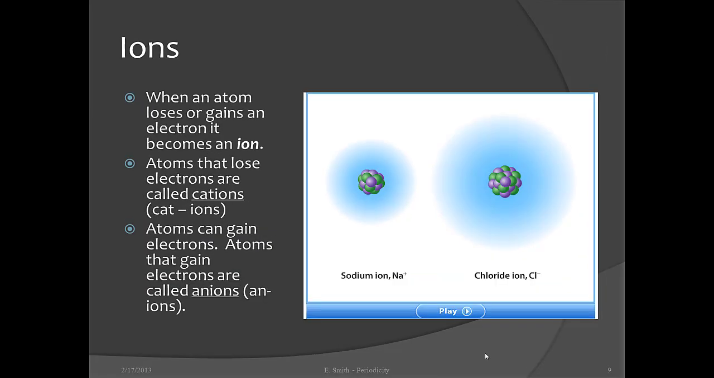Now, there's the case in which we can lose or gain electrons, and this is what we call an ion. It's no longer called an atom because now there's a charge associated with it. Atoms that lose electrons are called cations. The way I remember cations: if you lose electrons, which are negative, you're becoming more positive.